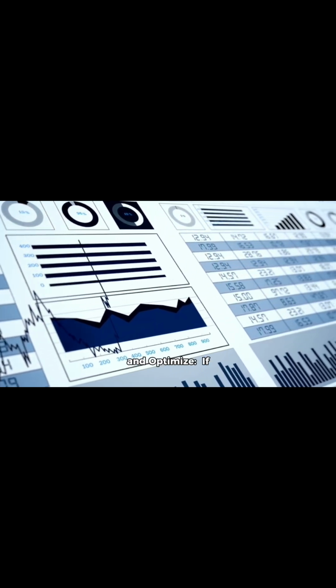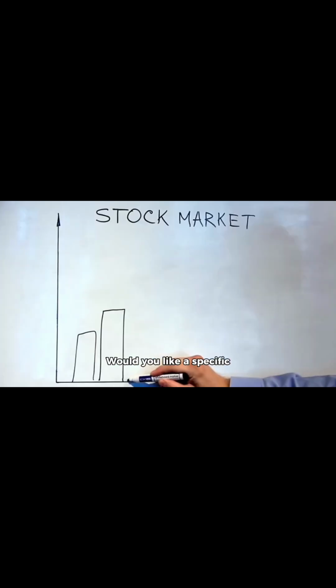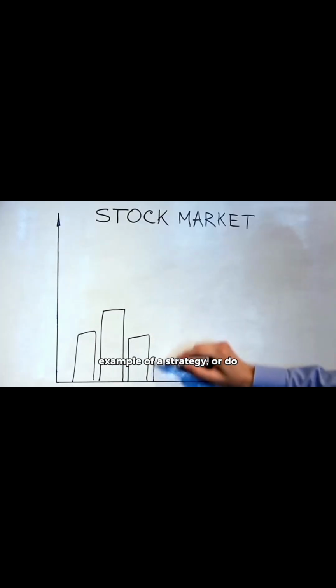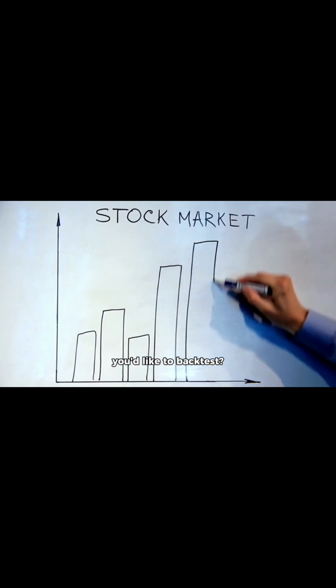Analyze the results. Evaluate the performance metrics such as total return, annualized return, drawdowns, Sharpe ratio, etc. Adjust and optimize. If necessary, refine the strategy parameters and rerun the backtest. Would you like a specific example of a strategy, or do you have a particular stock or strategy in mind that you'd like to backtest?